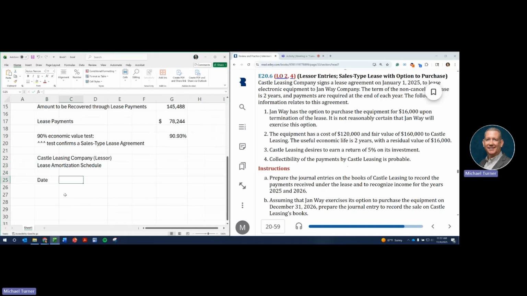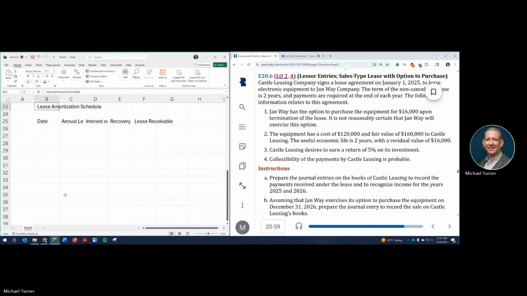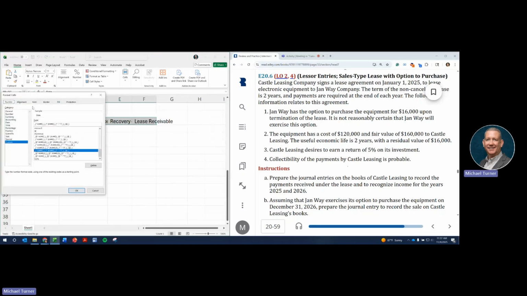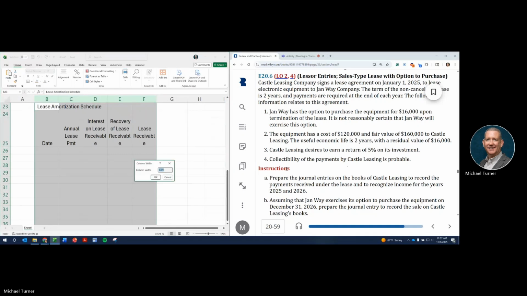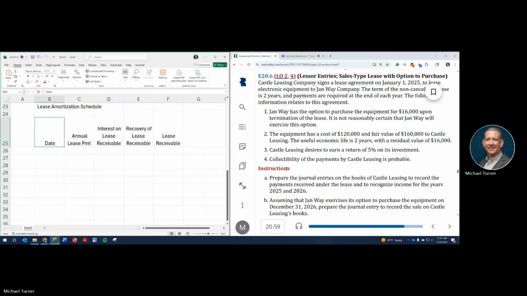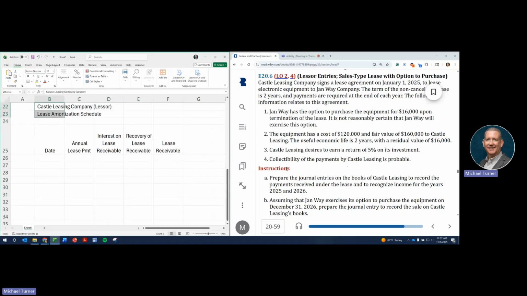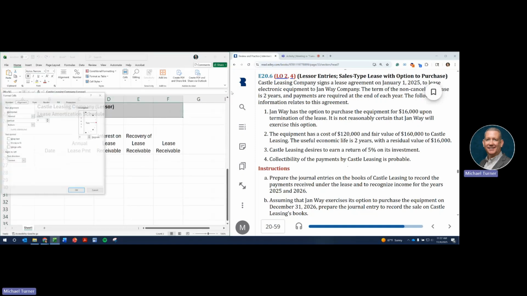And the columns we need: the date, we'll need the annual lease payment, we'll need the interest on the lease receivable, the recovery of the lease receivable, and then the carrying balance of lease receivable. We'll fix some formatting here so we can see all that. All right, so there are the columns that we'll need to set up this lease receivable.